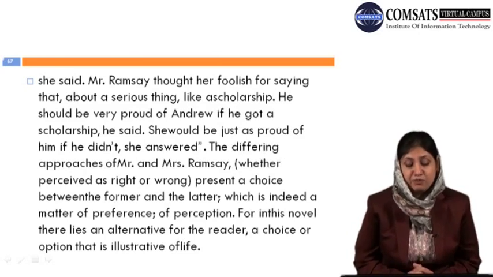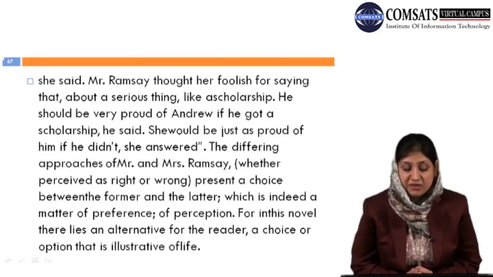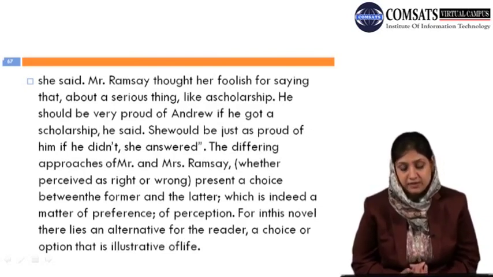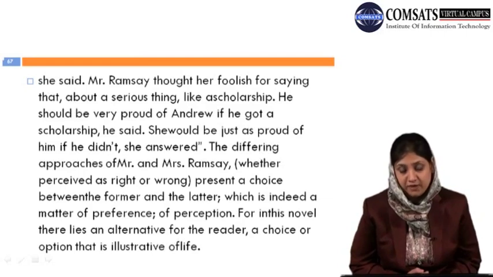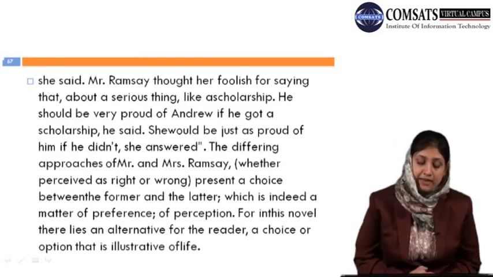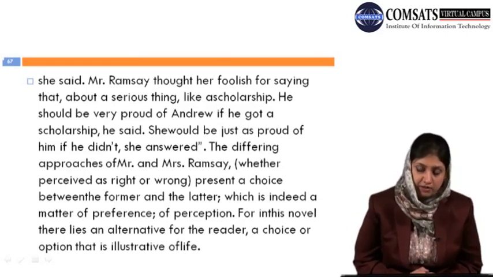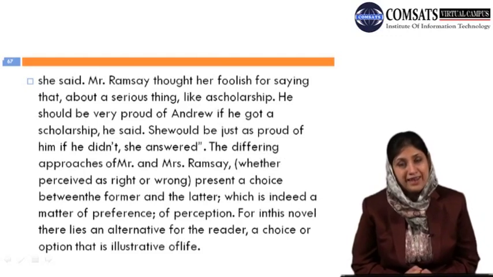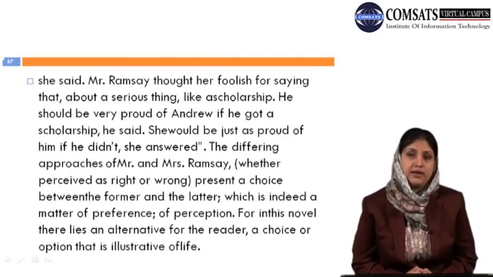The differing approaches of Mr. and Mrs. Ramsay, whether perceived as right or wrong, present a choice between the former and the latter, which is indeed a matter of preference, of perception in fact. For in this novel, there lies an alternative for the reader, a choice or option that is illustrative of life and their approach to life.